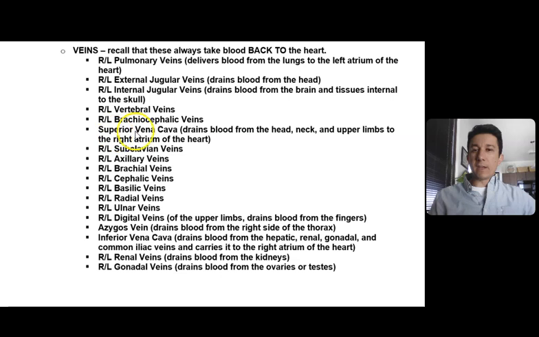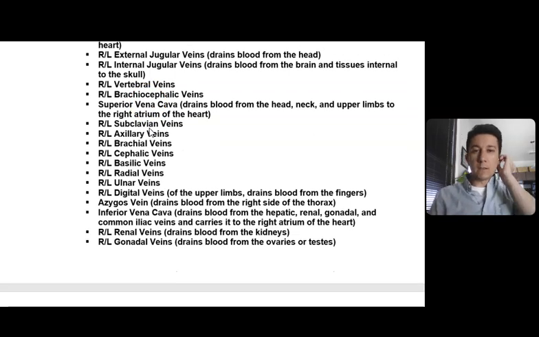The brachiocephalic veins will eventually drain into the superior vena cava, which is the major vein that is returning blood to the right atrium of the heart. So the superior vena cava is really serving all structures that are superior to the heart. That includes blood being drained from the head, the neck, and the upper limbs, which is going to be returned to the heart through the superior vena cava.